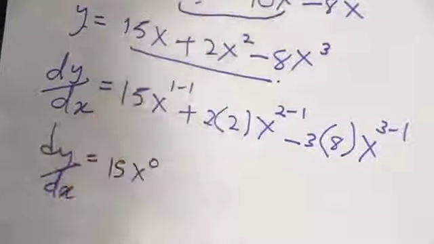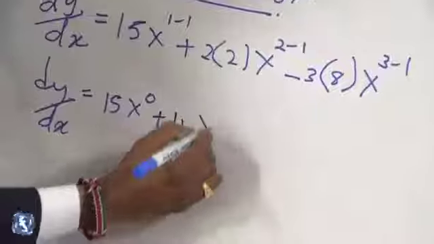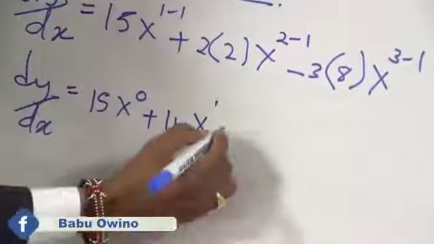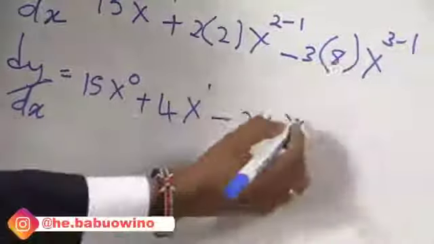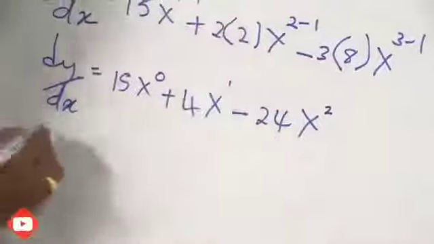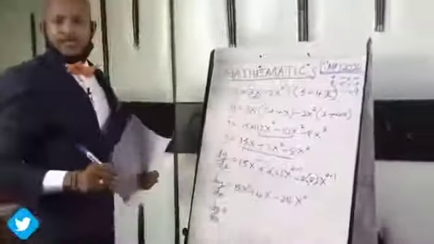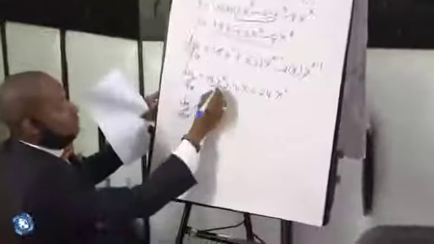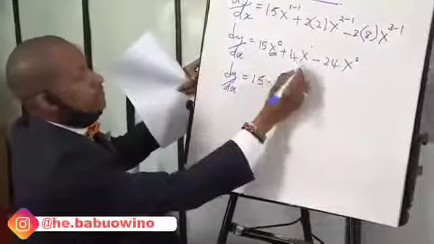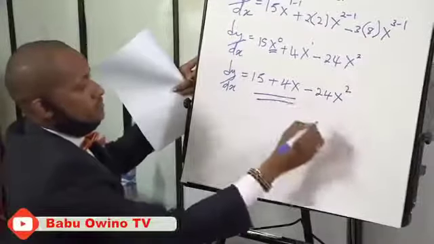So dy/dx equals 15x raised to power 0, since 1 minus 1 is 0, plus 2 times 2 is 4x, 2 minus 1 is 1, minus 3 times 8 is 24x, 3 minus 1 is 2. From here, any number or letter raised to power 0 equals 1. Therefore, x raised to power 0 equals 1. So this is 15 times 1 is 15, plus 4x, minus 24x squared. This is our answer.